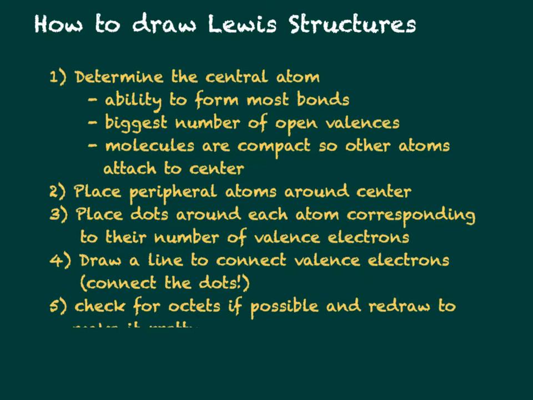Then we draw the Lewis structure for each individual atom by placing dots around those atoms corresponding to their valence electrons. And then we can draw a line to connect the valence electrons to show that we have valence electrons coming together to form a pair. This is essentially connecting the dots. Now, the next step is we need to check for octets if possible. Remember, there are some that do not obey the octet rule, and we'll talk about those. And the last step is always to make it pretty, to redraw it, because when we're drawing these lines, it can get kind of ugly.